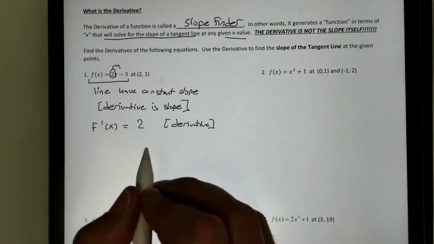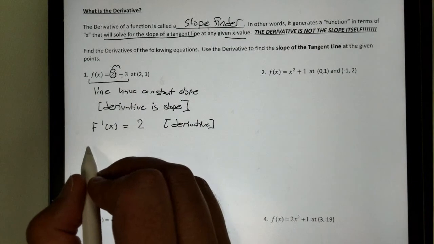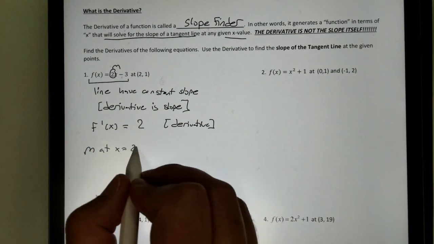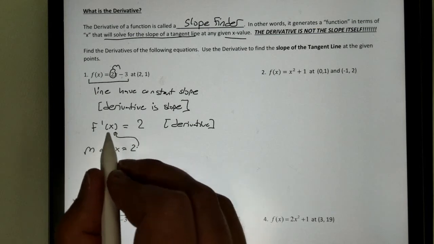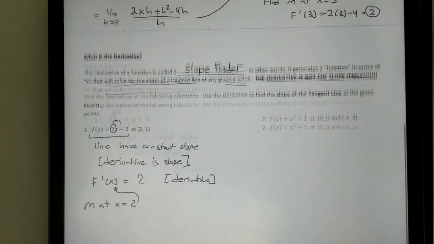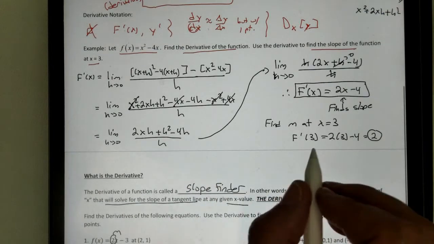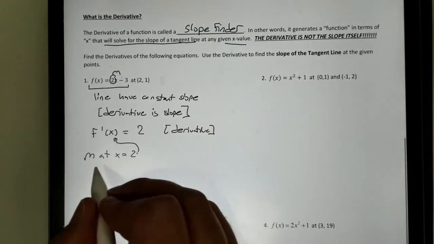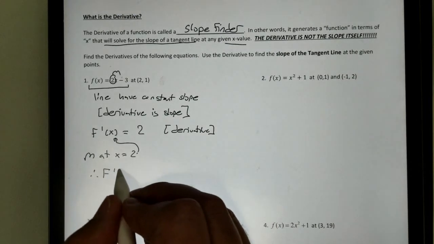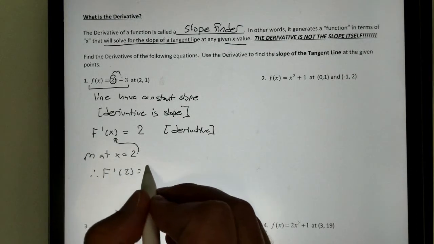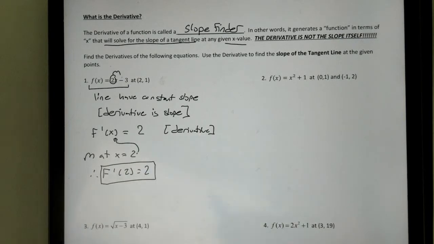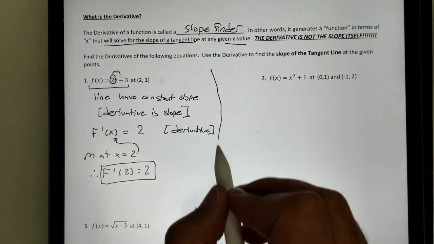Now what we want to do is find the slope at x equals 2. Well, to do that, I'm just going to plug my 2 into this equation right there, just like we did up here. If I want to find the slope at 3, I just plug my 3 into my derivative equation. So if I do that, my slope at 2 would just be 2. The derivative is the slope for a line. There's no work for that. Don't show any work for lines. Okay? I ain't lying to you.